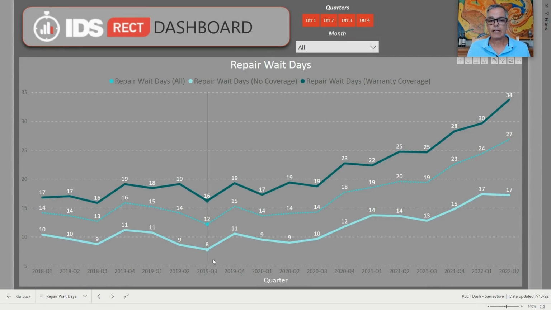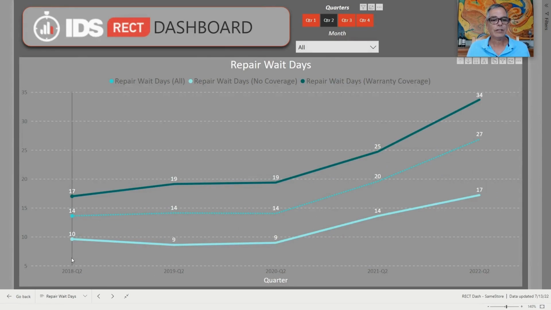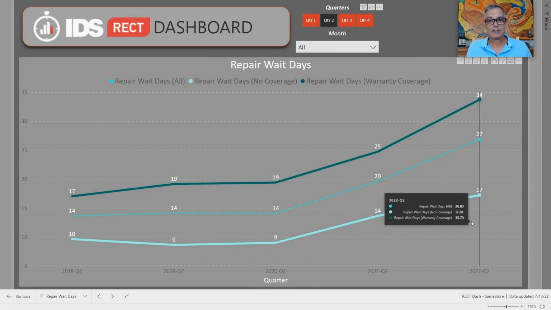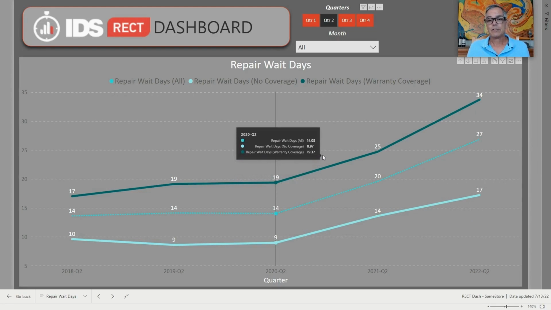Repair wait days, again, the lighter color is when there's no coverage, and the darker color is when there is warranty coverage. Same scenario, we're starting to see that separation. If we look at just the second quarter of 2018, it added about 7 days, 10 days, 10 days, 11 days, and now 17 days on average is being added to the repair wait days just because there's warranty coverage. So it's a pretty significant increase.